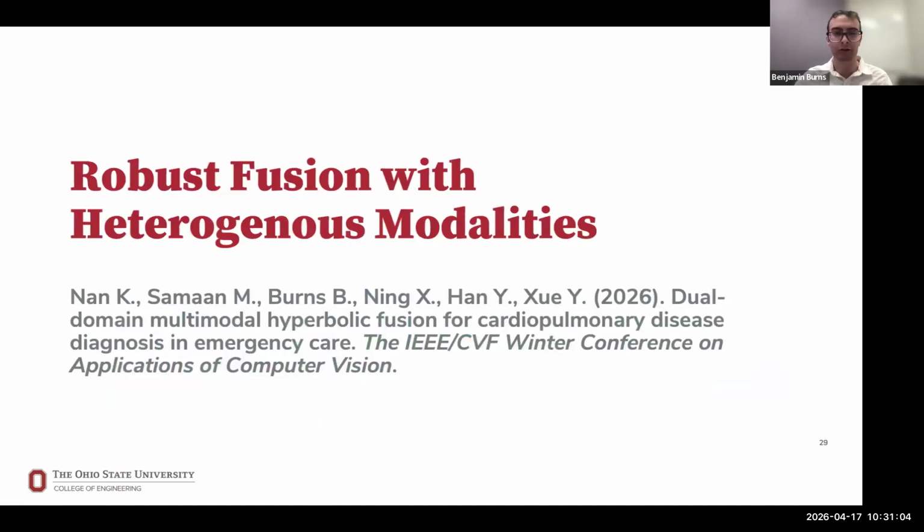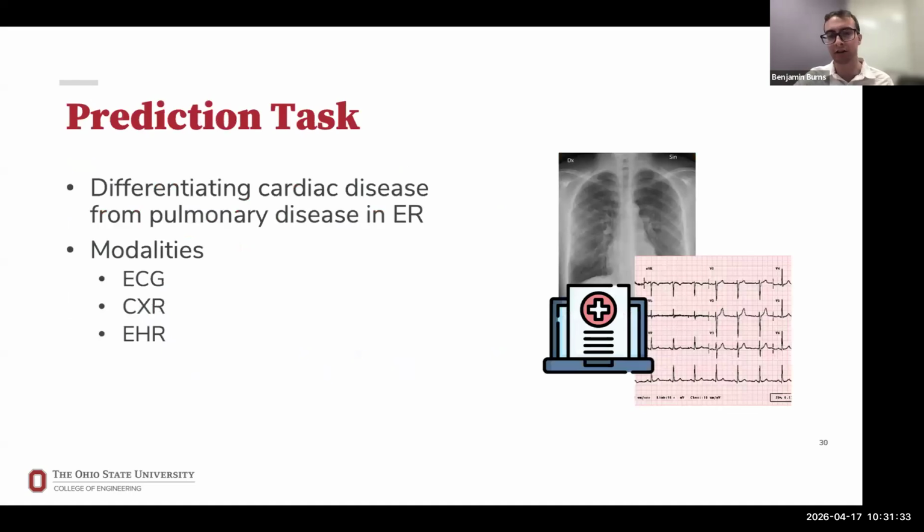So now moving on to the second paper, which I'll discuss at a much higher level. It's a more technically involved paper, but I'll pull out only the key fundamental ideas here. As a reminder, the challenge we're trying to address here is robustly fusing heterogeneous modalities that are very semantically and structurally different. So here we're now assuming that all of the modalities are available. And the application is for differentiating cardiac disease from pulmonary disease in emergency care settings. The modalities that we're using here are the ECG, chest X-ray, and EHR clinical parameters.